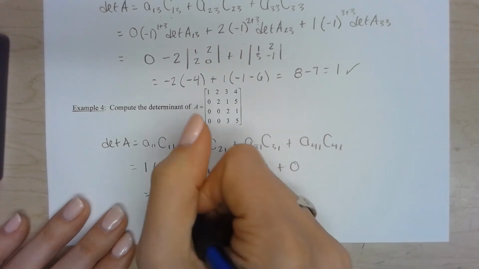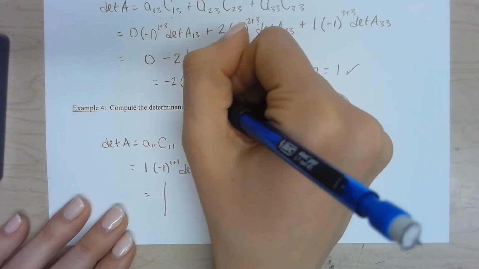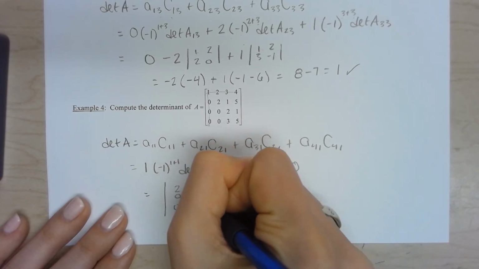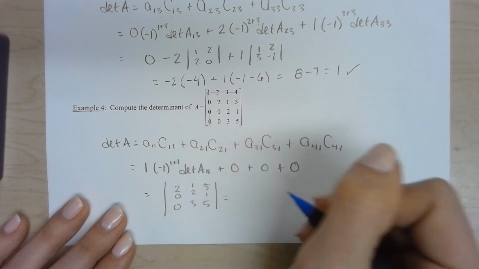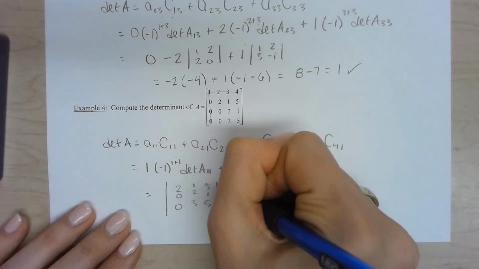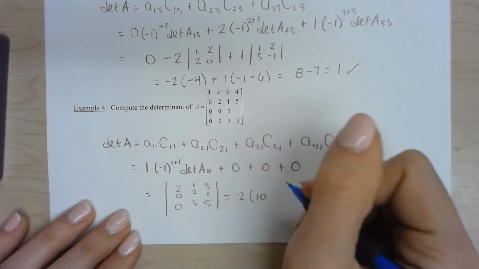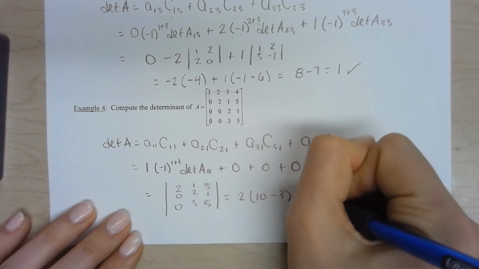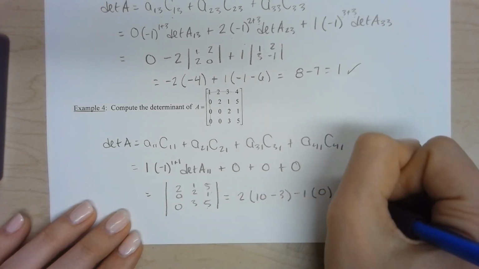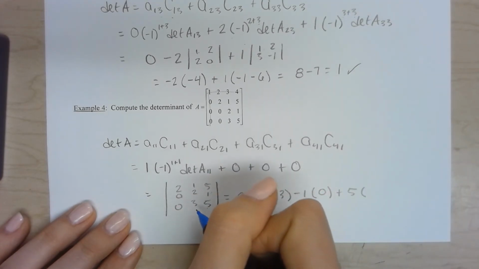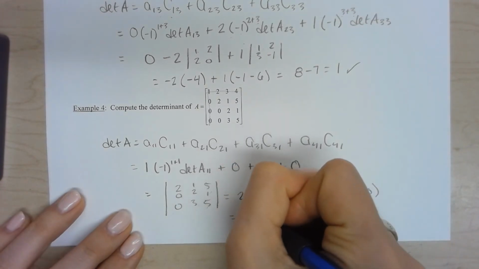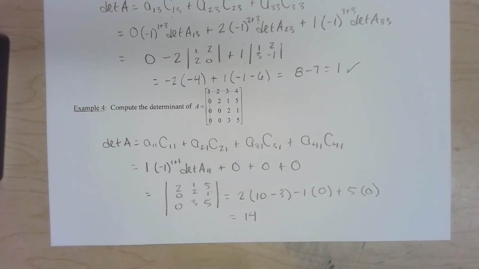So we're just looking for the determinant of A11, which is, if we eliminate the first column and the first row, 2, 0, 0, 1, 2, 3, 5, 1, 5, and you can do this however you would like. Let's do it the multivariable calculus way. So I have 2 times 10 minus 3 minus 1 times, magic, 0, because this will be 0 and 0, plus 5 times, look at that, 0 and 0. That made that really easy. All right, 2 times 7 is 14, and that is the determinant of our 4 by 4 matrix.